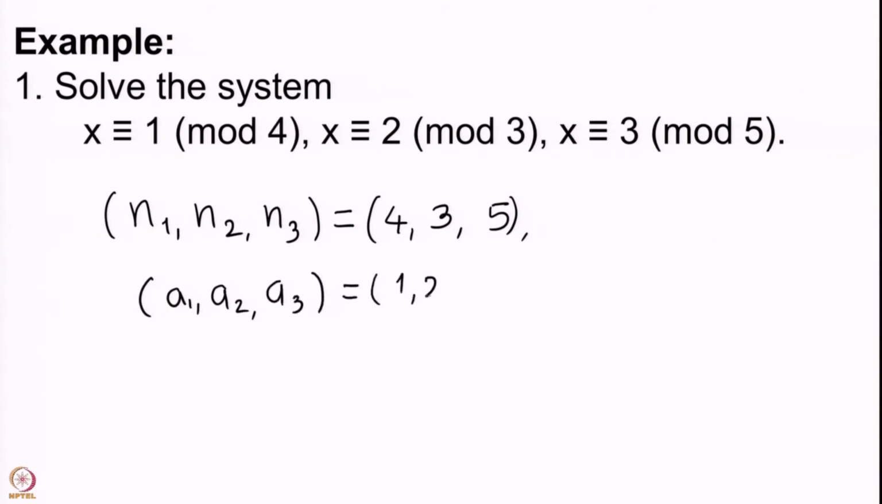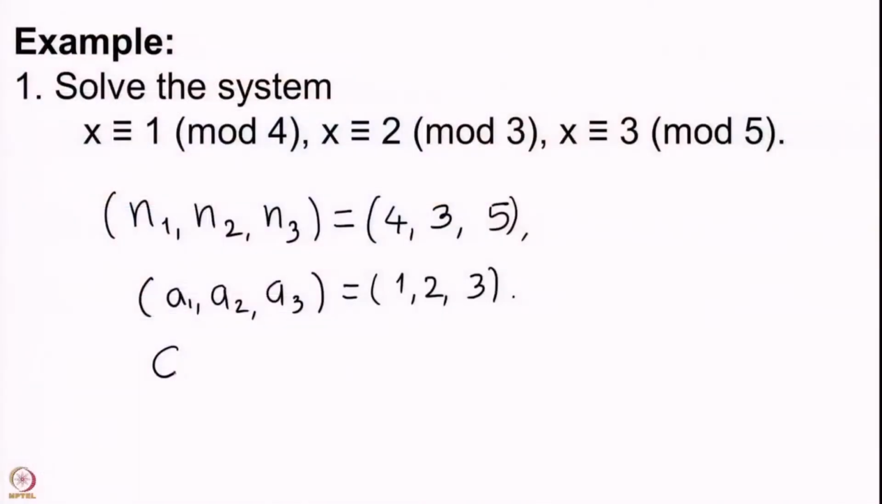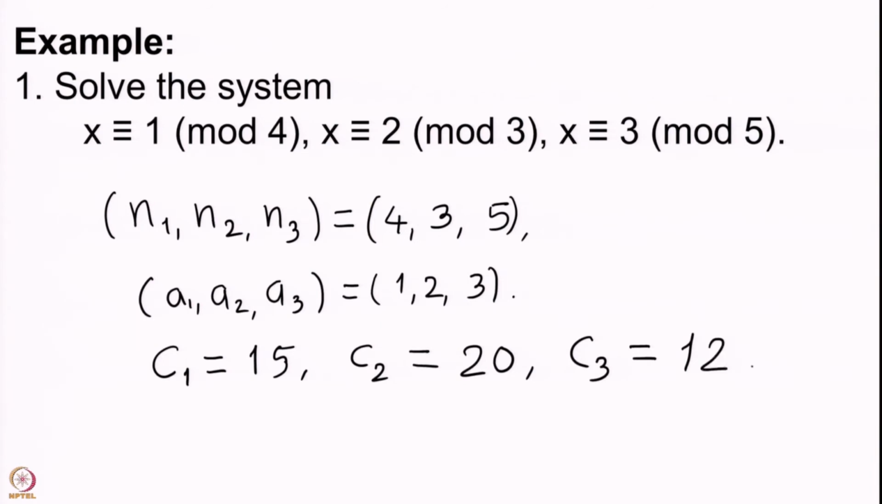Then we have A1, A2, A3. So these are 1, 2 and 3, and then if you remember the proof that we had done, we had actually looked at C1, C2, C3. So C1 was N2, N3, therefore this is 15. C2 was N1, N3, so that is here 20, and C3 was N1, N2, so that product is 4 into 3 which is 12. And then once again we observe that 4 and 15 are co-prime, 3 and 20 are co-prime and 5 and 12 are co-prime.